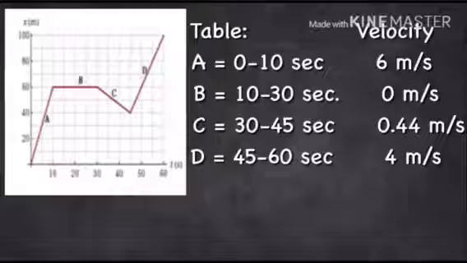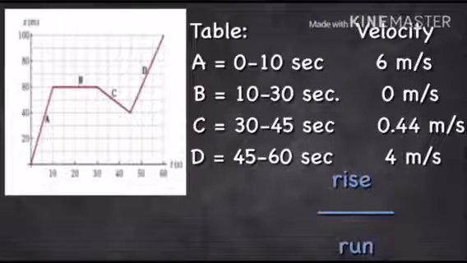Next is the table. You have to get the time interval of these letters by getting the time occupied. For example, for letter A, the time interval is 0 to 10 seconds. Then get the velocity by getting the rise and run. For example, for letter A, the distance is 60 meters, which is the rise, and the time interval is 10 seconds, which is the run. So divide the rise by the run, the velocity is 6 meters per second. Do this for the rest of the letters to complete the table.